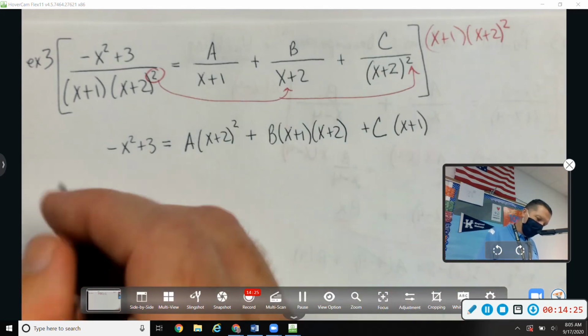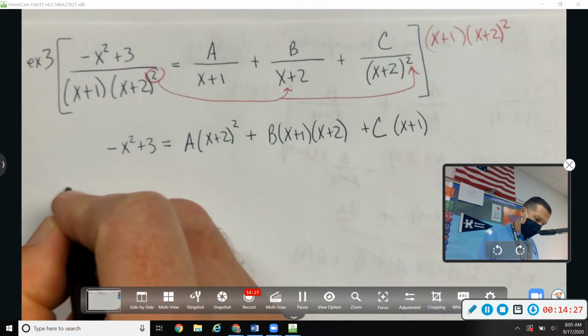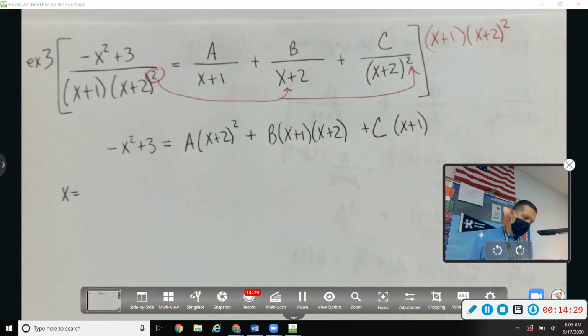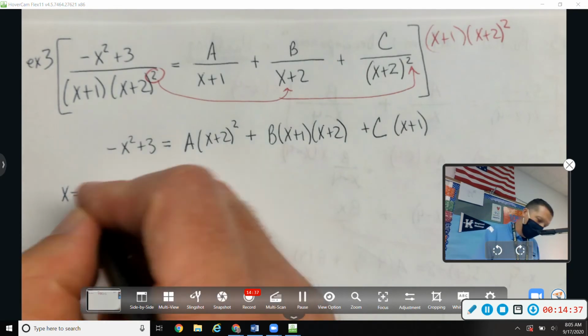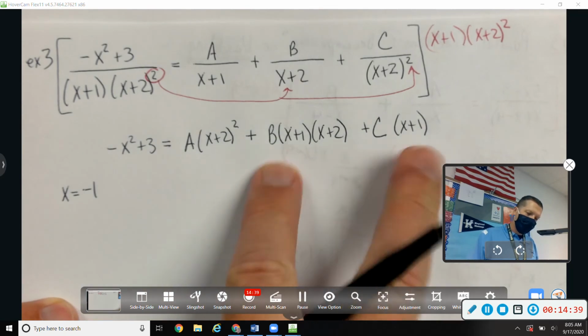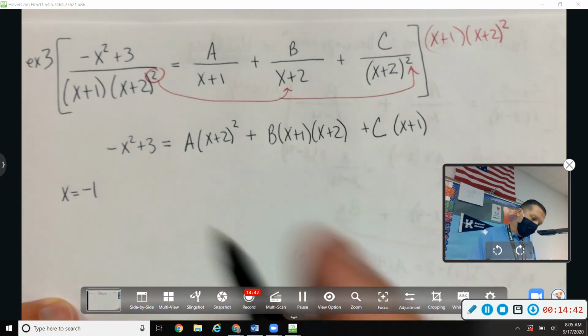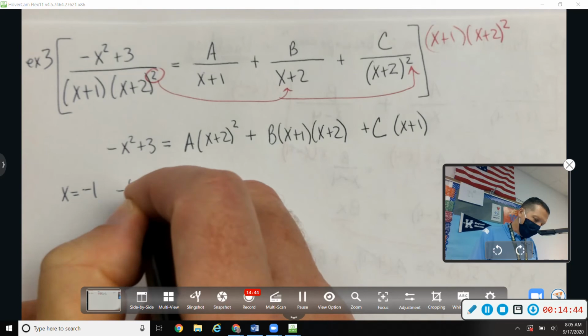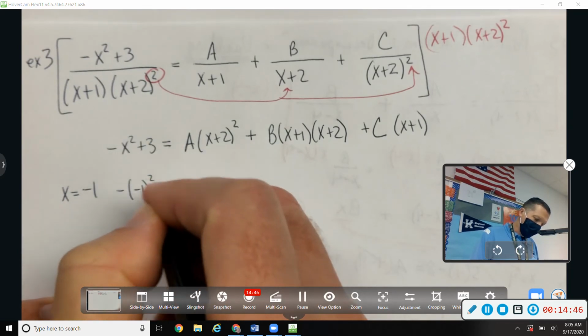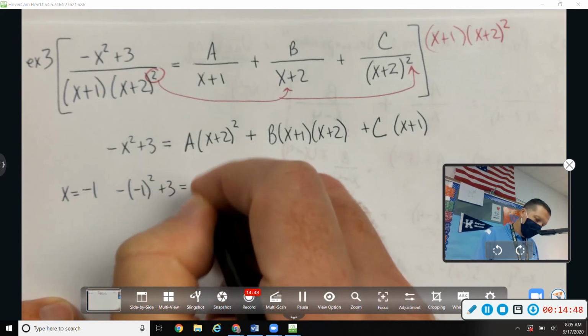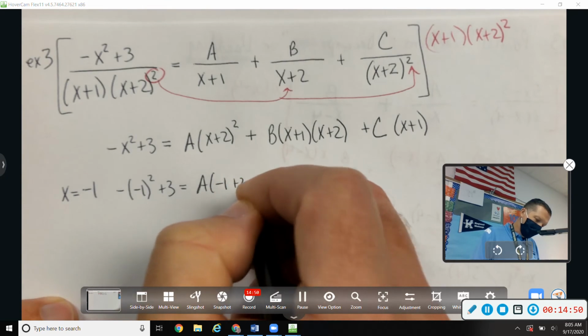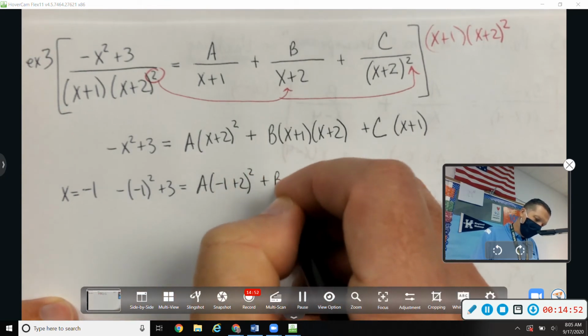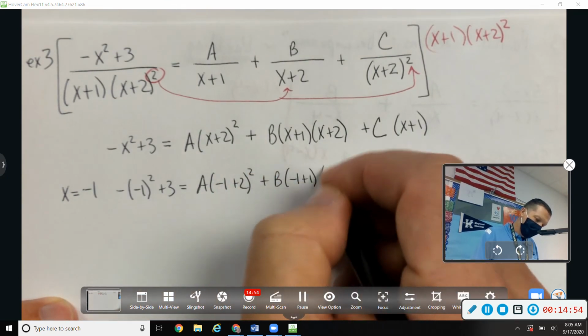All right, picking good values of x. What's a good value of x to pick? Negative 1's a great pick, because that'll actually wipe out two things. So let's plug in negative 1. Careful with the negative squared stuff. Again, everywhere there's an x, I'm putting in negative 1.